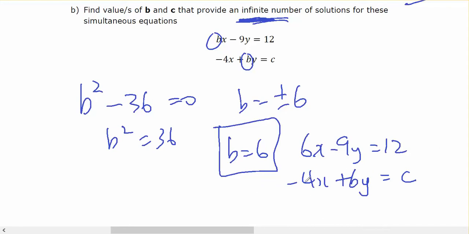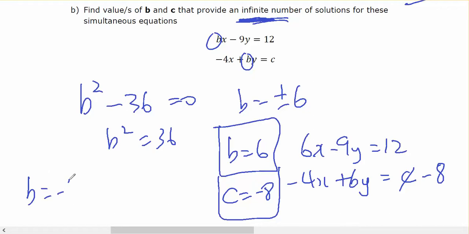So if I look at it, 4 multiplied by 1.5 gives 6. 6 multiplied by 1.5 gives 9. So what would I multiply by 1.5 to give 12? It would be 8. So I'd actually want negative 8 in that position. So C equals negative 8 and B equals 6 will give me infinite solutions because these two equations will be identically the same. I also have parallel when B equals negative 6.